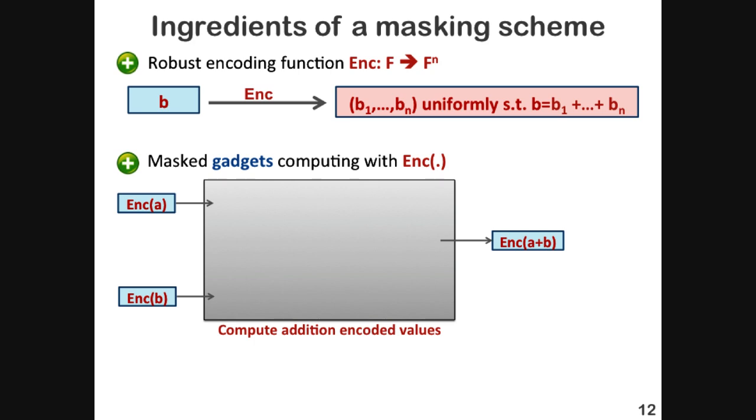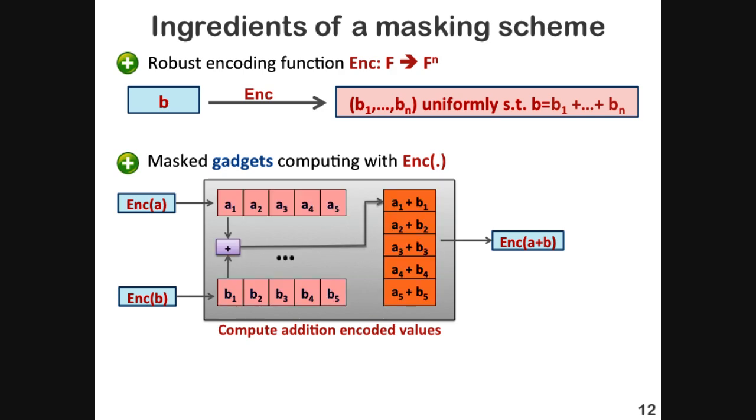And then the second ingredient, the first main difficulty, is to come up with operations that compute on these encodings. So we need these kinds of gadgets, as they were called by ISW. Such a gadget takes as input an encoding of some secret value A and an encoding of some secret value B and produces an encoding of A plus B. It has to be done in such a way that it preserves the security of the encoding. For the addition, this is actually simple: because this secret sharing is linear, we can just do a component-wise addition.